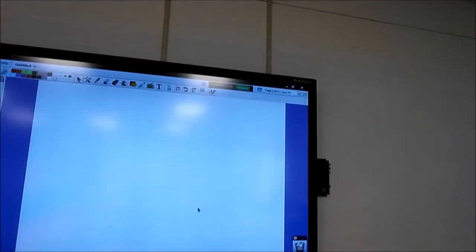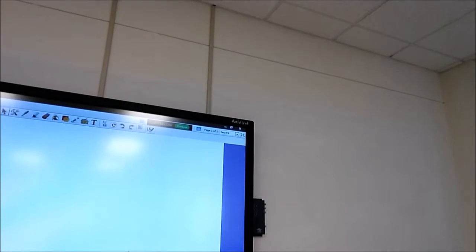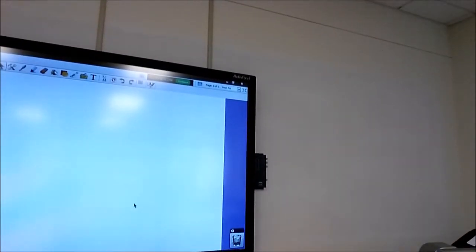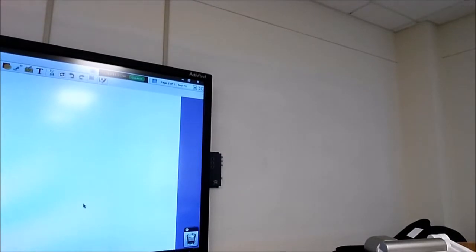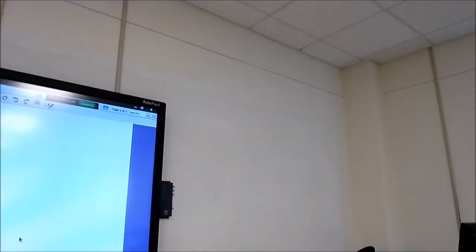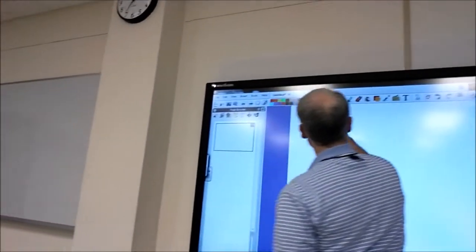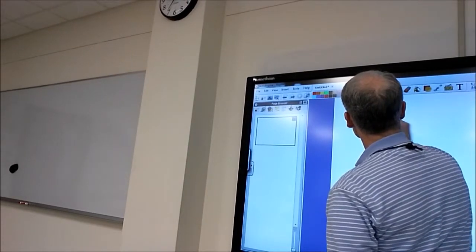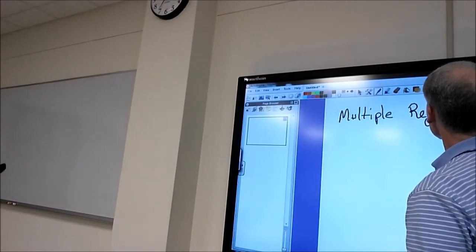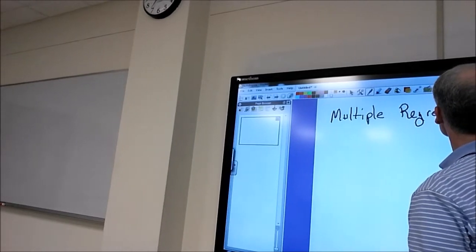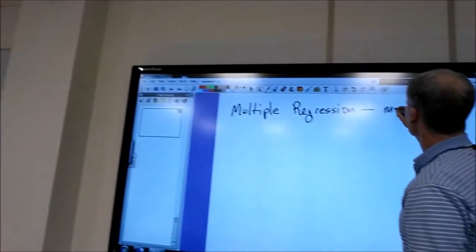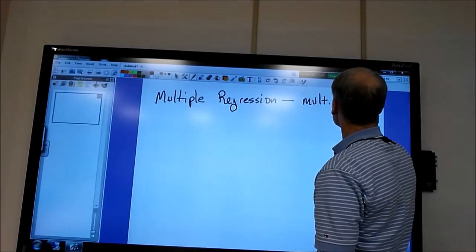This room is not set up well for spreading things out, but chapter 11 is still linear regression, but it is multiple regression. Multivariable. So that's what we mean by multiple regression. The word multiple implies multiple x variables, right?